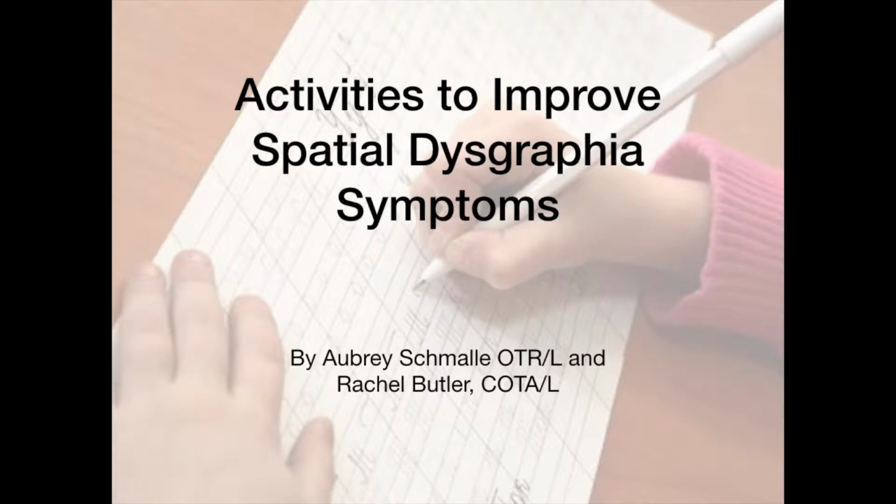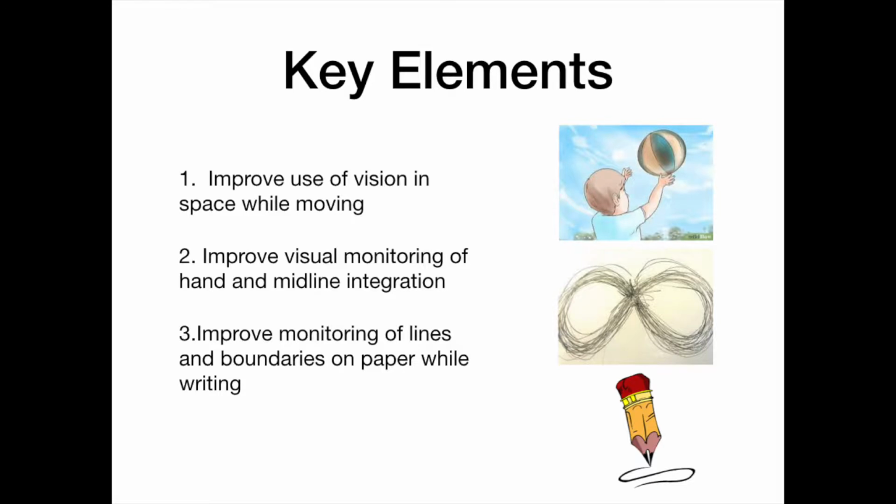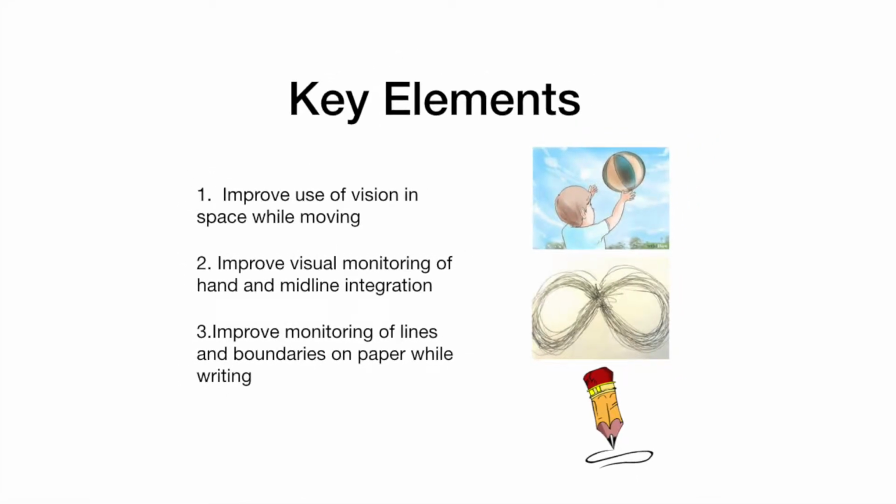In this video, we're going to talk about activities to help improve the symptoms of spatial dysgraphia. So when we think about our intervention plan, we're going to want to focus on some key elements to improve a child's sense of space, how they're using their vision in space, improve the visual monitoring of the hand and midline integration, as well as improving the monitoring of lines and boundaries on a paper when writing.